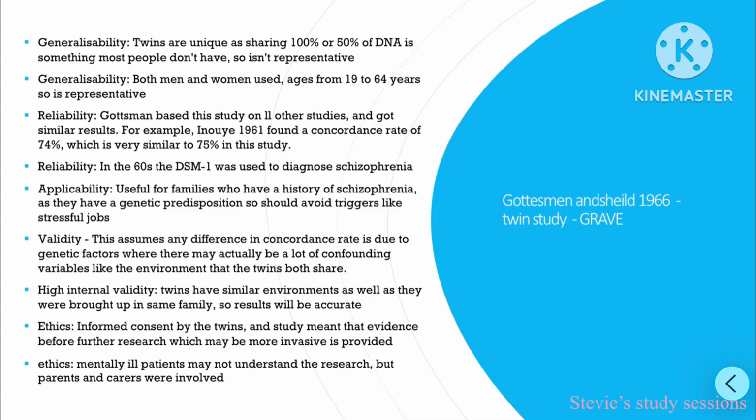Reliability. In the 60s, DSM-1 was used to diagnose schizophrenia. Application. It's useful for families with histories of schizophrenia, as it's useful to know whether it's genetic, so therefore they should avoid triggers, or if it's environmental.